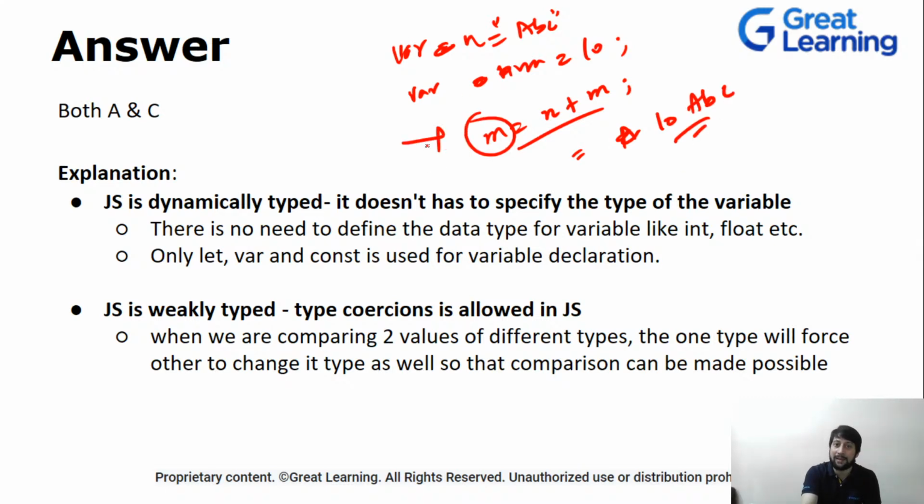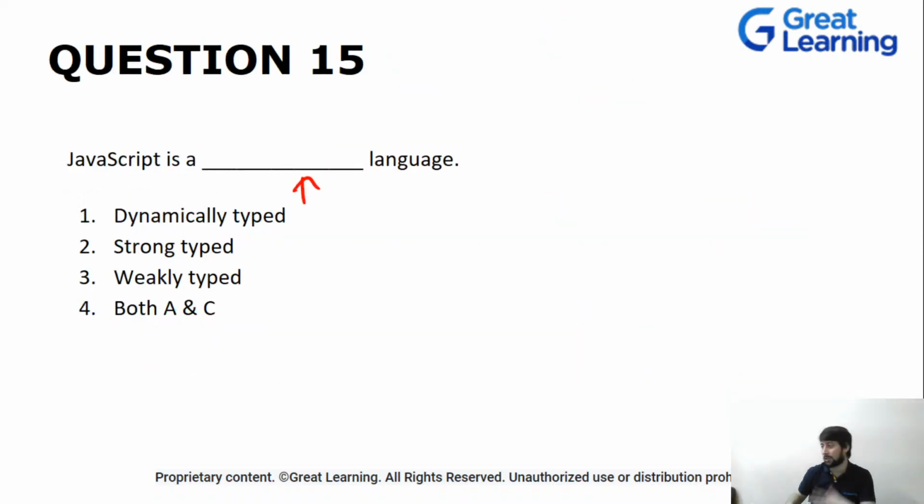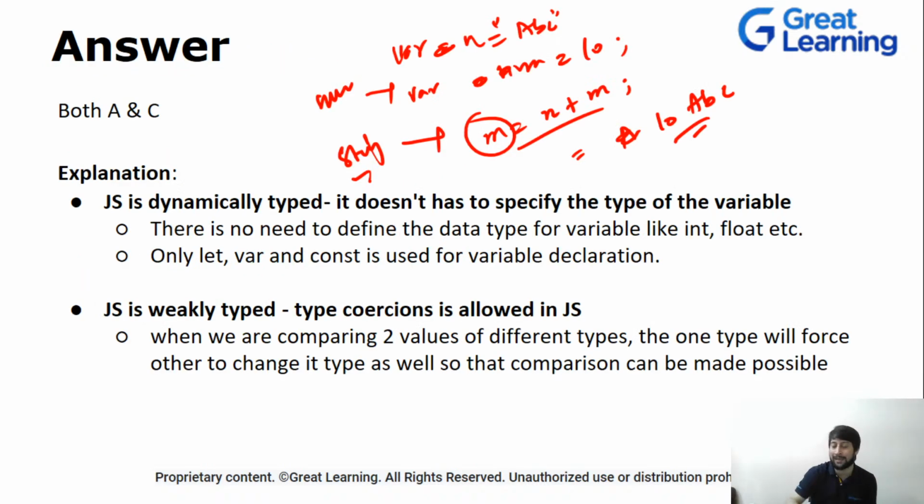And the type of this variable, earlier it was a number, now it will be a string. The type will be changed. Okay, so that is why it is known as a weakly typed language. So that is the reason why JavaScript is a weakly typed language. So now coming back to your question, JavaScript is a dash. It is a dynamically typed language and a weakly typed language. That means both A and C.